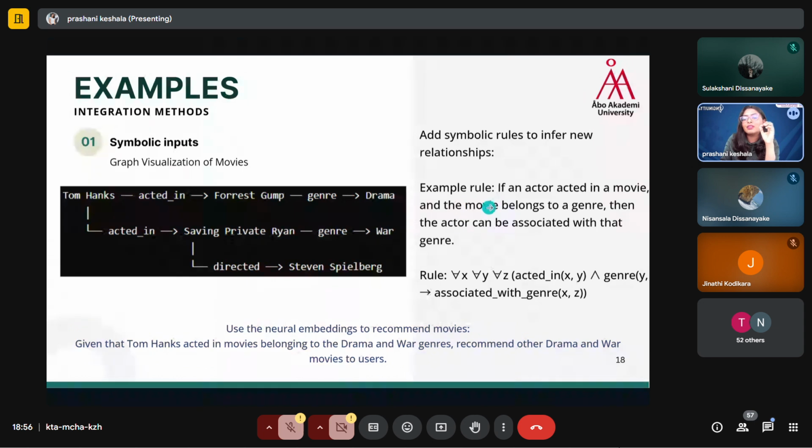So what I'm saying is, if this actor acted in this movie and it belongs to this genre, then this actor can be associated with that genre. So it's going to make a deduction saying, if Tom Hanks acted in Forrest Gump, which is a drama movie, then maybe he also acted in other drama movies. So you might be able to find Tom Hanks in other drama movies. And since you watched a Tom Hanks movie, Netflix is going to give you other drama movies with Tom Hanks as well. So this is called deductive reasoning.